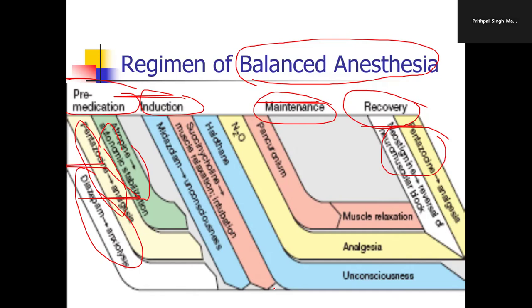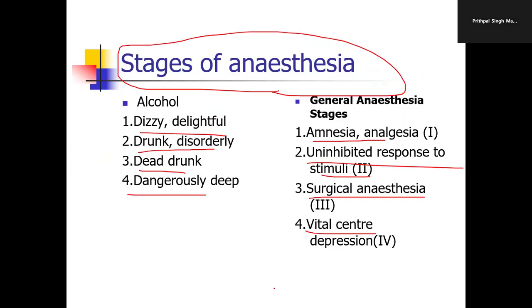once it is done, the recovery is quick. Now, the stages of anesthesia are classically seen for ether, and that is one classical example where we have these stages of anesthesia. Stage one is the stage of amnesia or analgesia. Stage two is uninhibited response to stimuli. Stage three is the stage of surgical anesthesia, and stage four is the stage of vital depression.